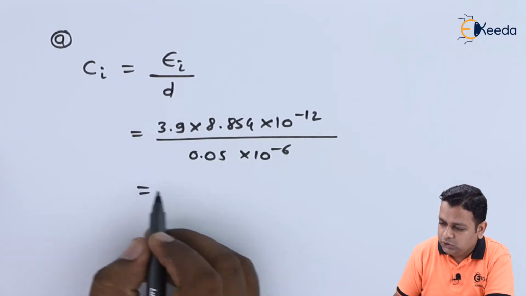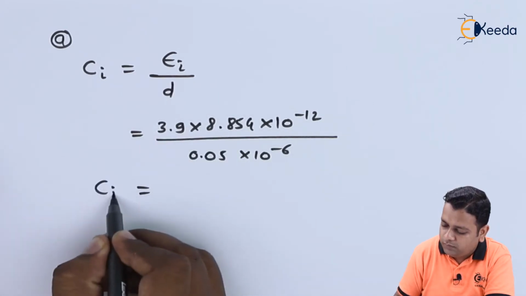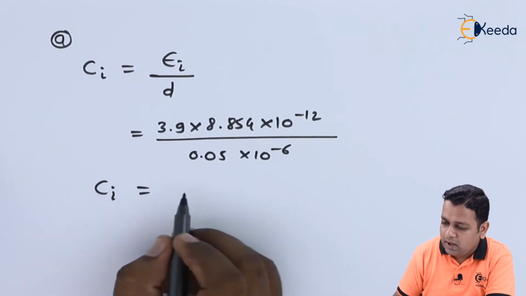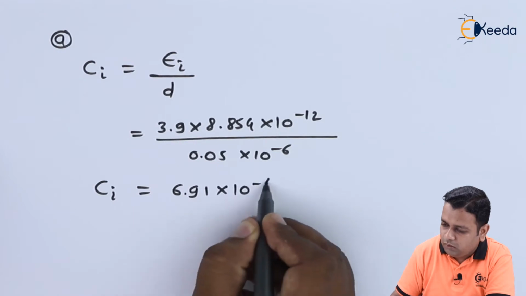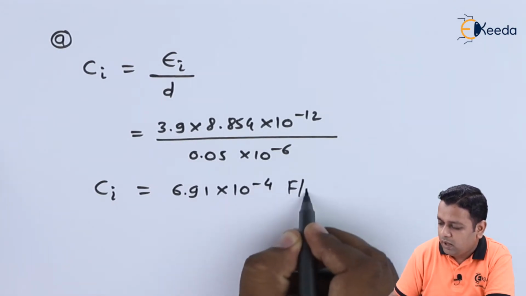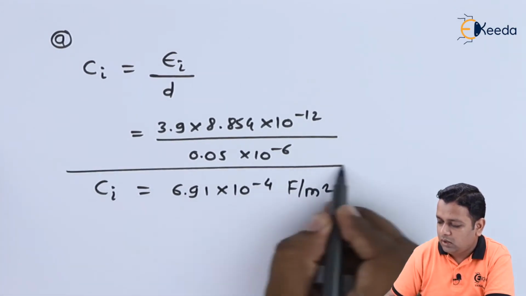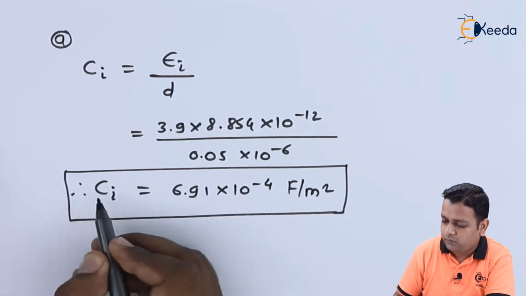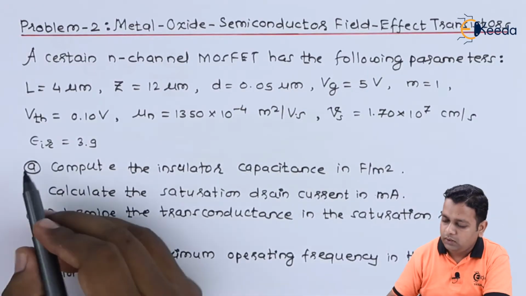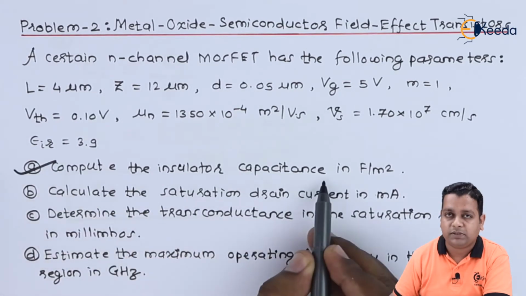So this ratio gives us the value of insulator capacitance as 6.91 into 10 raised to power minus 4 in terms of farad per meter square. I outline this particular value. So here we are covered with the answer for insulator capacitance.